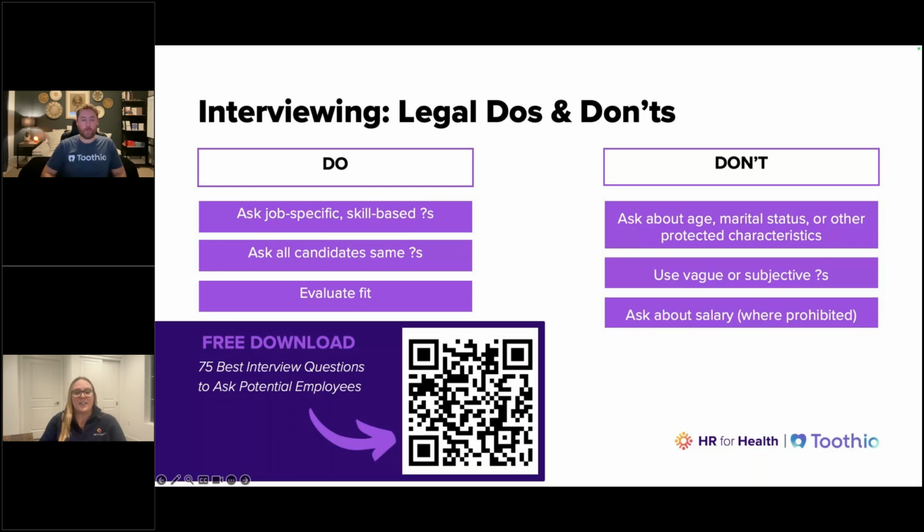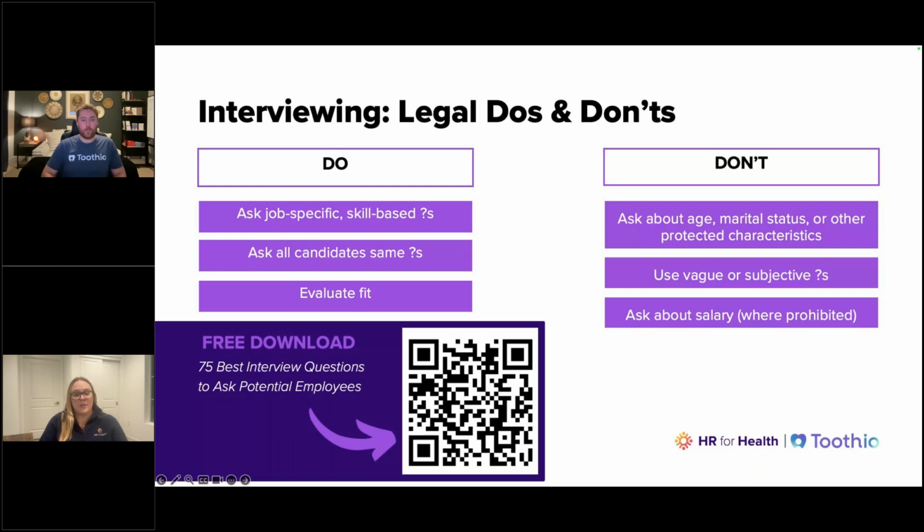So you really want to ask job specific, skill based questions to evaluate their qualifications. And absolutely make sure that every candidate is asked the same questions to make sure that it's fair across the board of everybody that you're interviewing. So you're wanting to look at evaluating the culture fit, the team dynamics, the work environment. These are all things because you want this person to be a long-term fit for the practice.